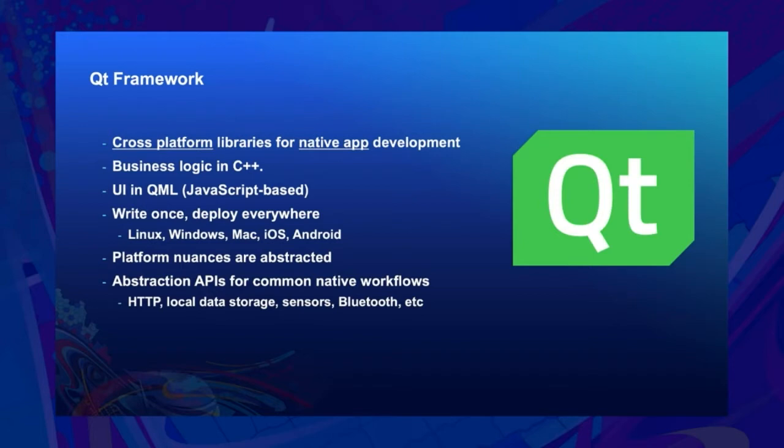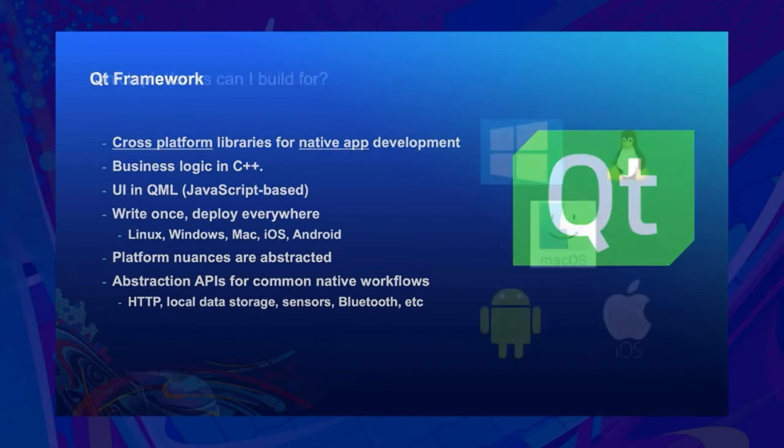Qt provides abstraction APIs for common workflows, so things like making HTTP requests, working with local data, sensors like your gyroscope or Bluetooth sensors, working with your current position. All of these things, there's one API that you code against, the abstracted API, and then Qt does all the plumbing work for you to work into the individual platforms to expose that capability.